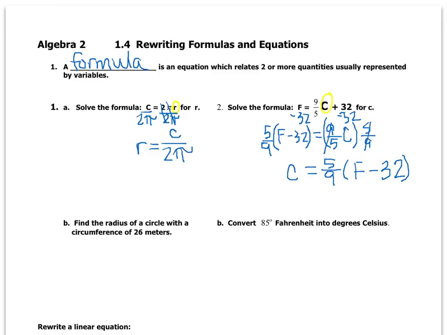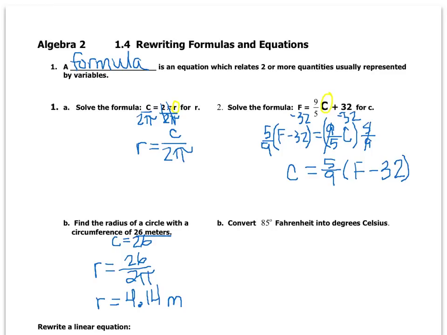So part B for number 1, find the radius of a circle with circumference of 26 meters. So we know C equals 26, and now I can find the radius because I've got R all alone. So R equals, we're going to replace C with 26, divided by 2 pi. So R equals about 4.14, and we want to keep our units. We're going to really make sure we keep our units on things here. This was 26 meters. So it's 4.14 meters. We've got to keep our units with the numbers.